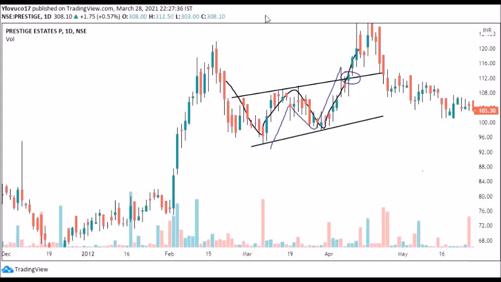Let's check another example. This is a double bottom pattern. Here you can check that the left side is lower than the right side. You can see there are adequate touches, 3 touches. From here, if you check, an uptrend is confirmed, that is low, high, higher low, higher high.